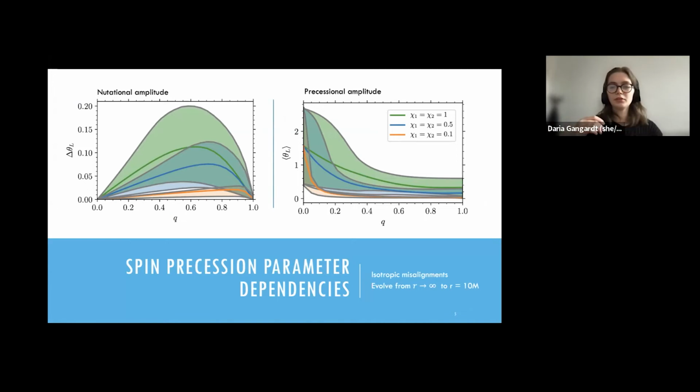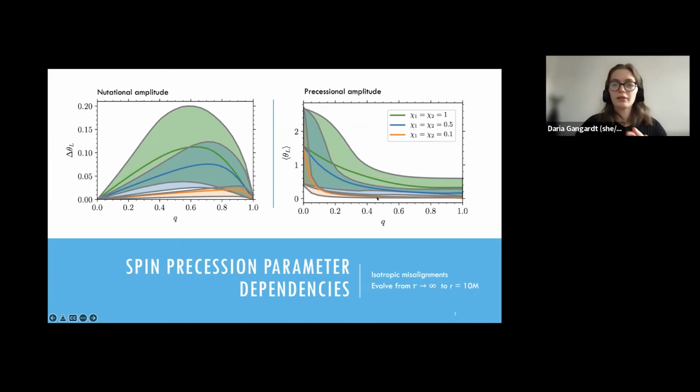So one of the key results from our previous paper is that we were able to look at how different binary properties will affect our precessional and nutational parameters. If we are interested in trying to see if we can describe a binary as nutating or precessing using our 5 parameters, it's perhaps most interesting to look at the amplitudes of the motion, because if we can constrain an amplitude to be away from 0, we can say that we have detected nutation and precession in our binary.